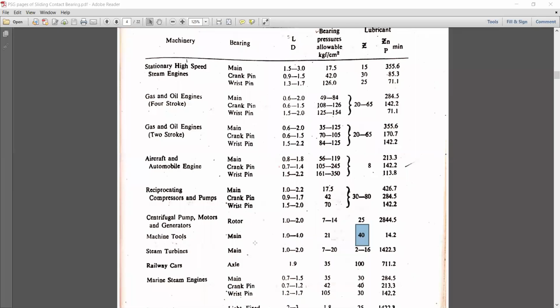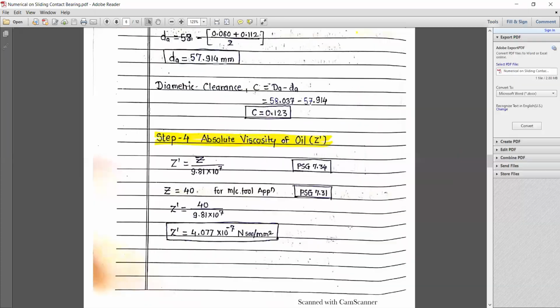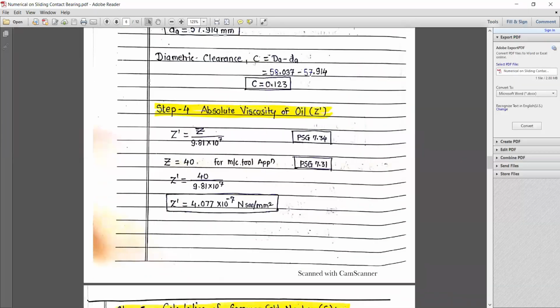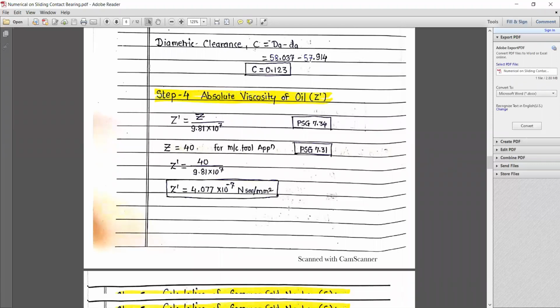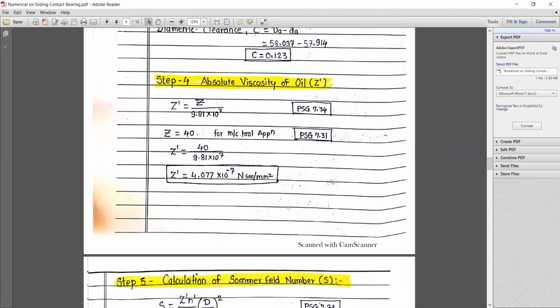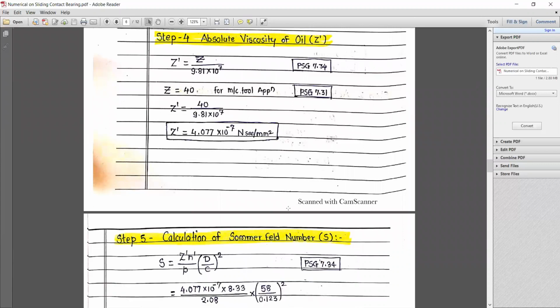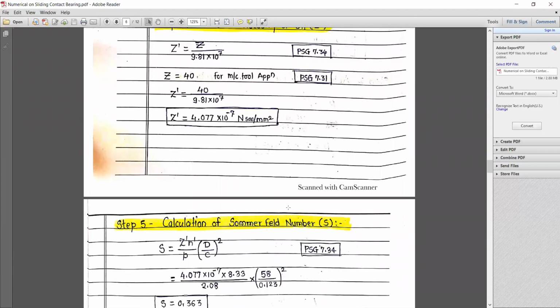Look here. For machine tool application, the value is given as 40, the value of Z is equal to 40. Now we are using this value for our further calculations. So putting all the values, what we get? We get Z dash, that is the absolute viscosity of oil, equal to 4.077 into 10 raised to minus 7 Newton second per mm square.